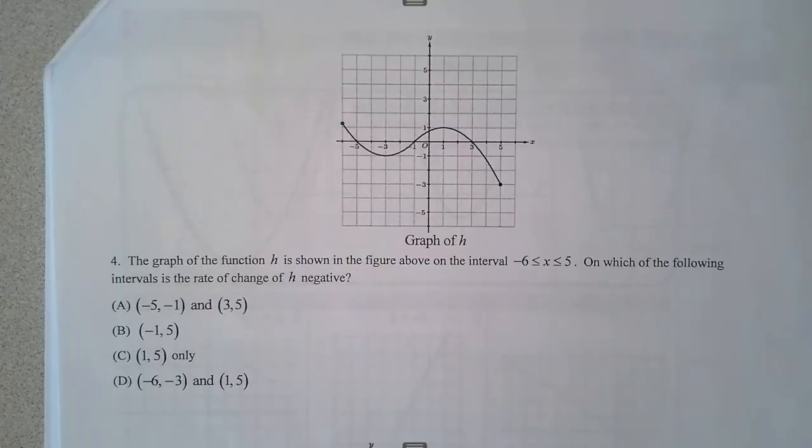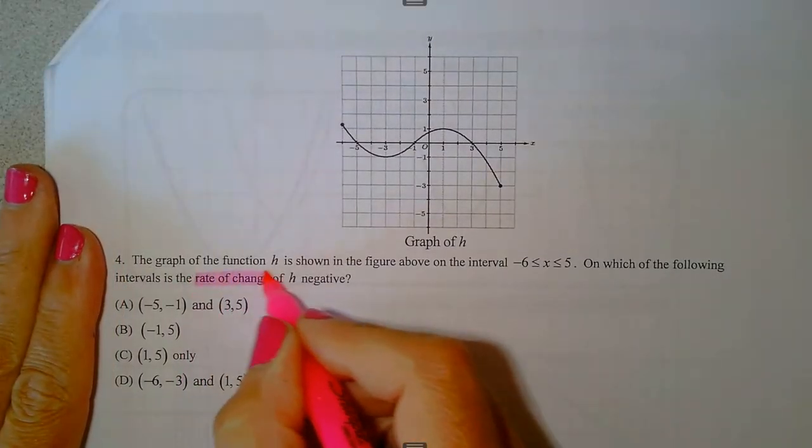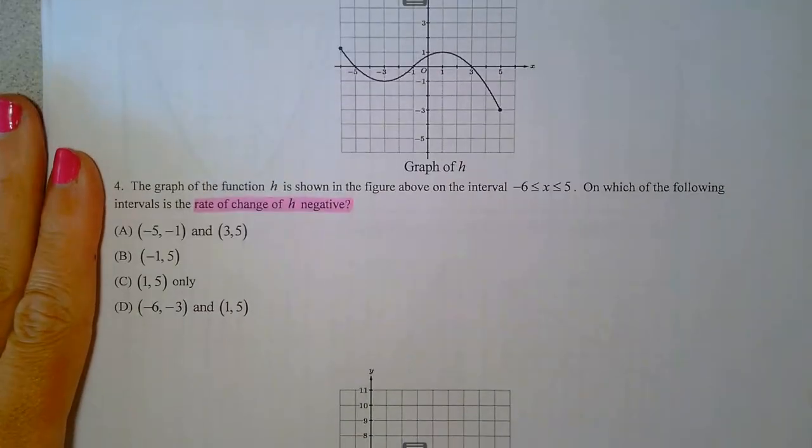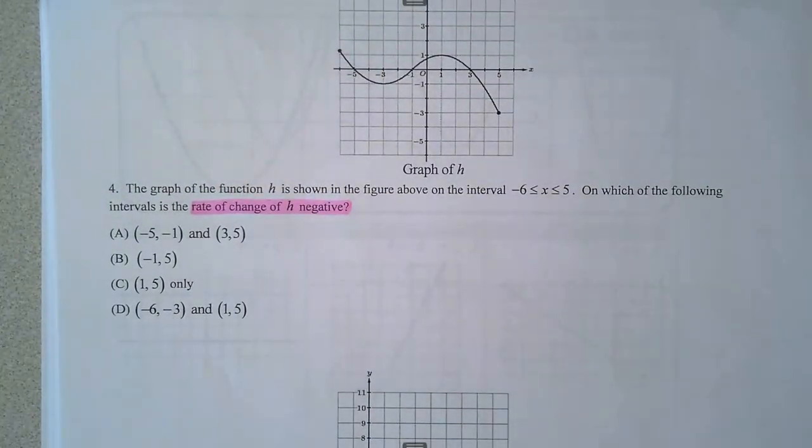Okay, the graph of the function h is shown on the figure above on the interval -6 to 5. On which of the following intervals is the rate of change negative? Okay, now, here's where this is another reading thing. Does that say rate of change decreasing? No. So we're not looking for concave up or concave down. It's saying the rate of change is negative. So that really means what?